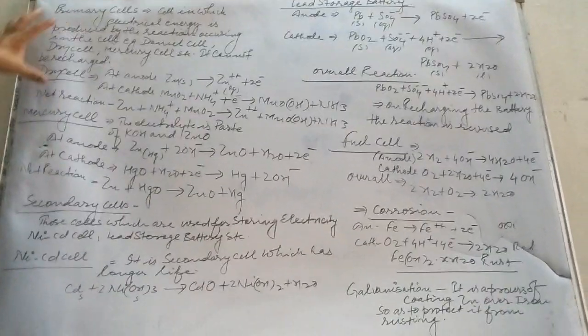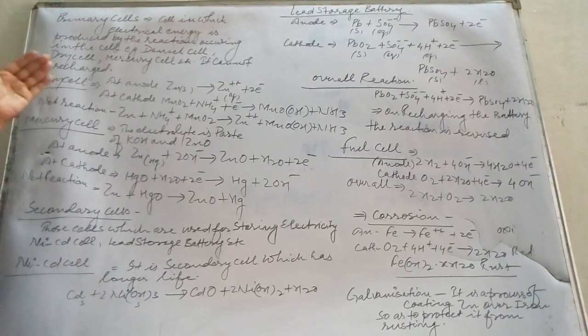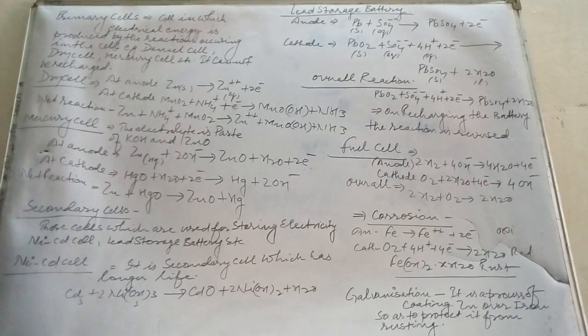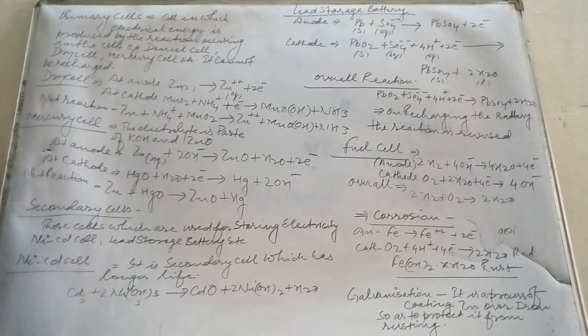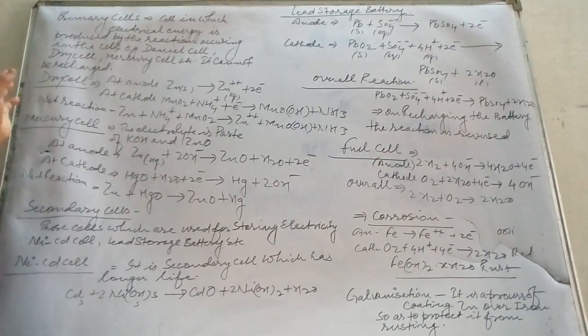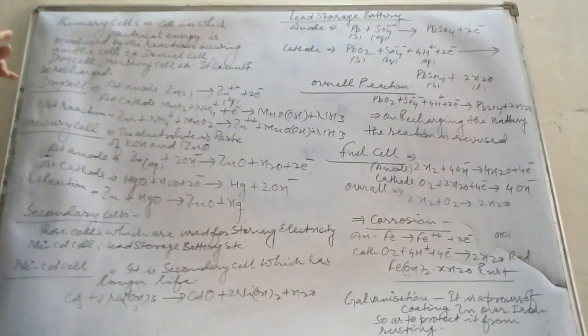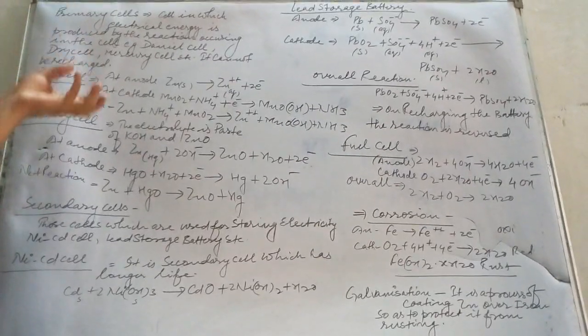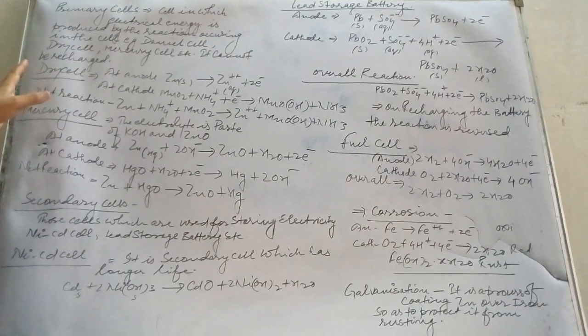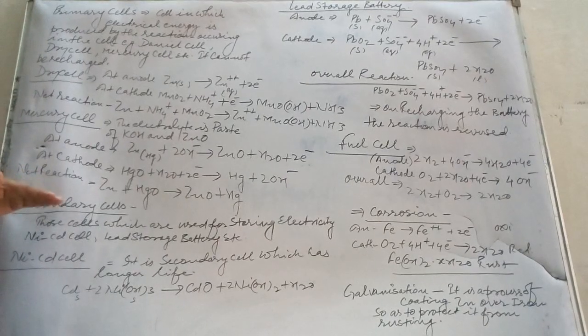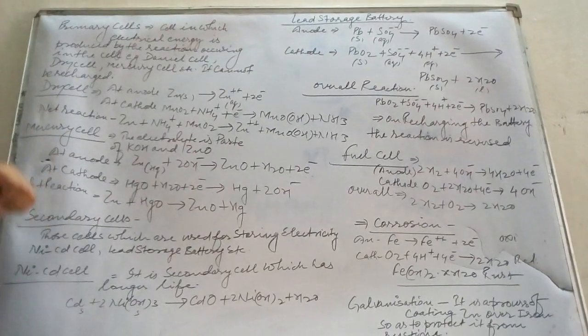Now after the brief discussion of primary cells, which are disposable, one-time cells, dry cells and mercury cells, and already at the very first, before the last equation, we have gone through the detailed study of the Daniel cell, which has two electrodes, half cells connected with a salt bridge. Alright, so no need to mention it again. Let us go through the discussion of secondary cells.